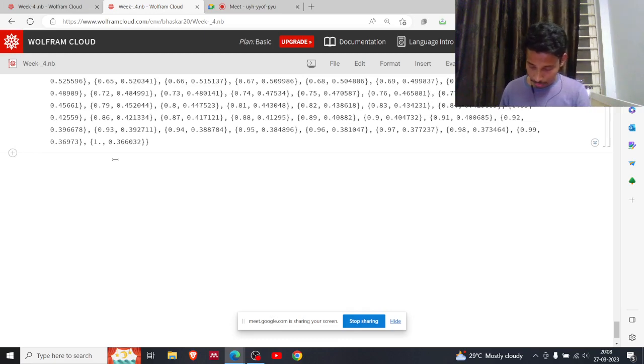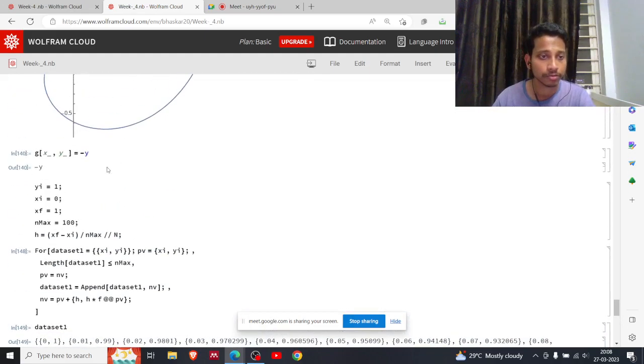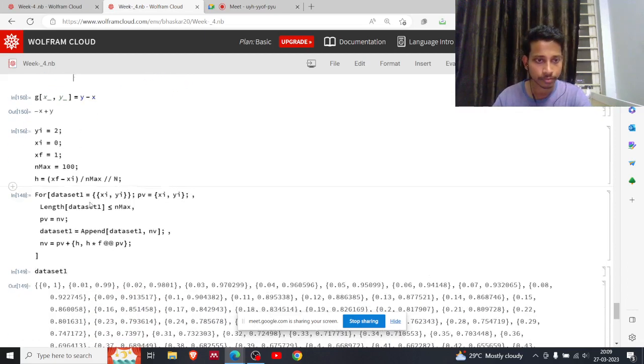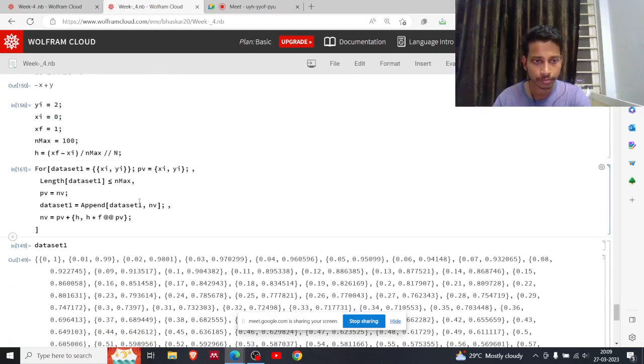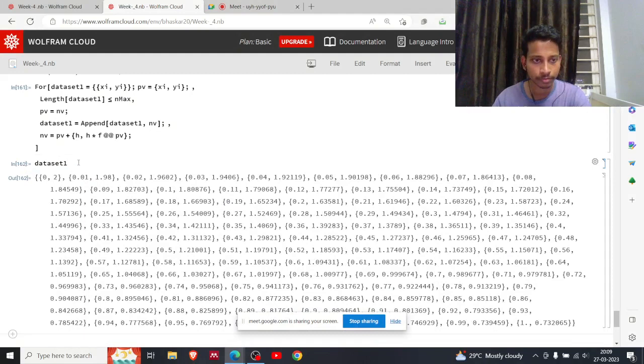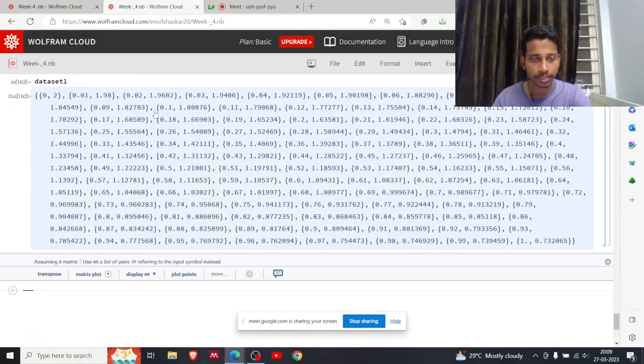So now again we can use some other example to get the solution. Like if we replace this particular differential equation with y minus x, sorry, so here the initial value is y equal to 2 at x equal to 0. Here you can see this is the data table for this one.